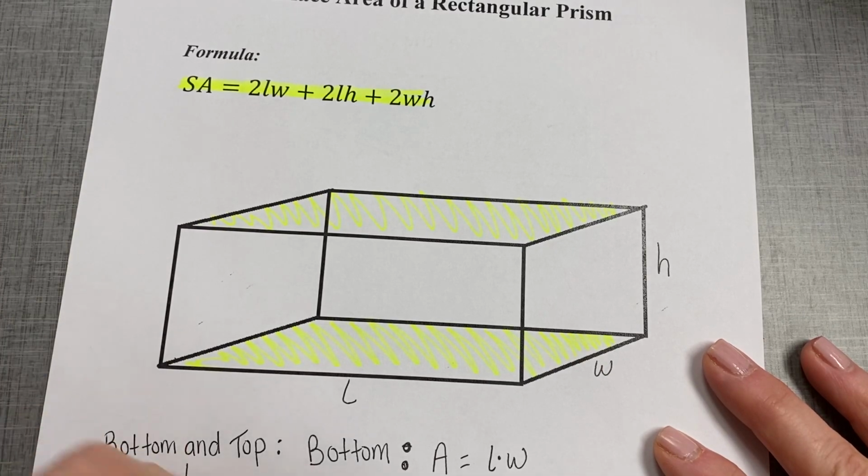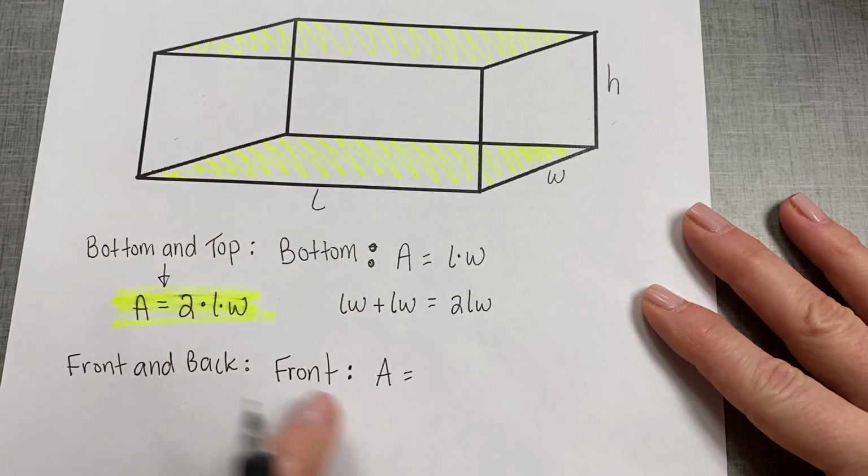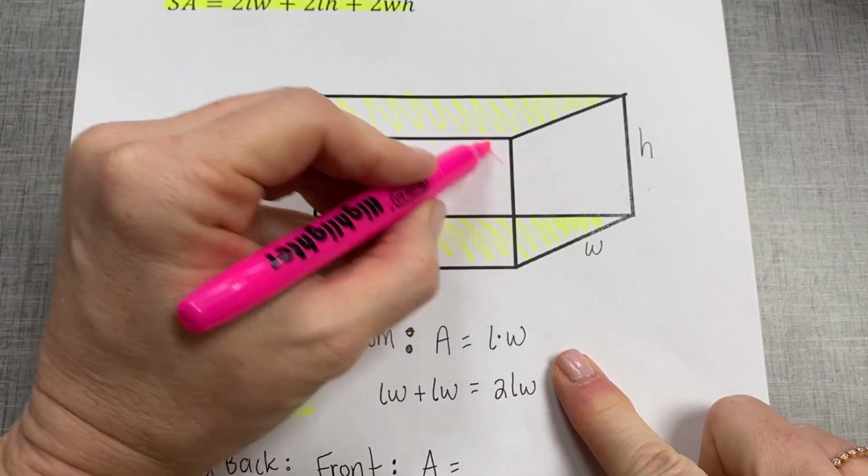Now, let's take the front first. Let's talk about the area. So we need to know the two dimensions on the front. So let me get a different color highlighter here and let me color in the front. So here's your front.